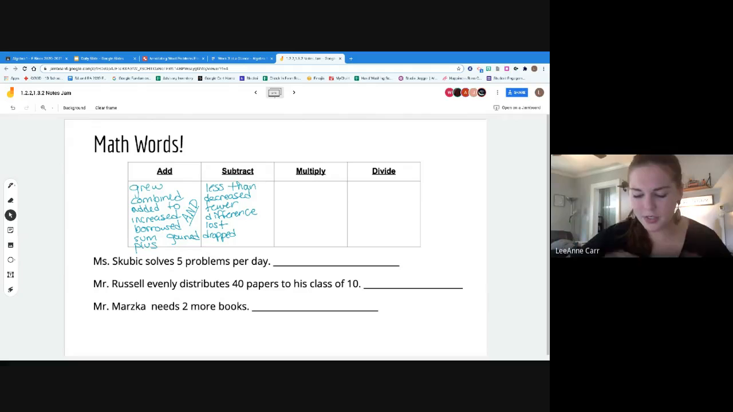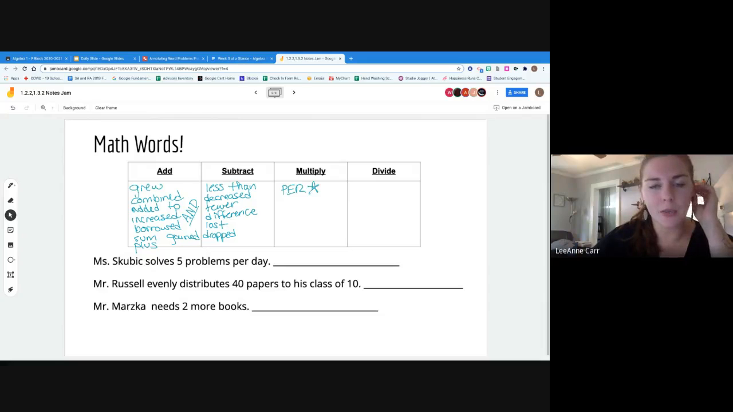All right, then let's scoot on over. We're going to keep going. Multiply. There's a big one that I talked about on one of our first slides, and that was per. And that's another one I really want you to star, underline, highlight, whatever you need to do, because we're going to run into that one all the time.